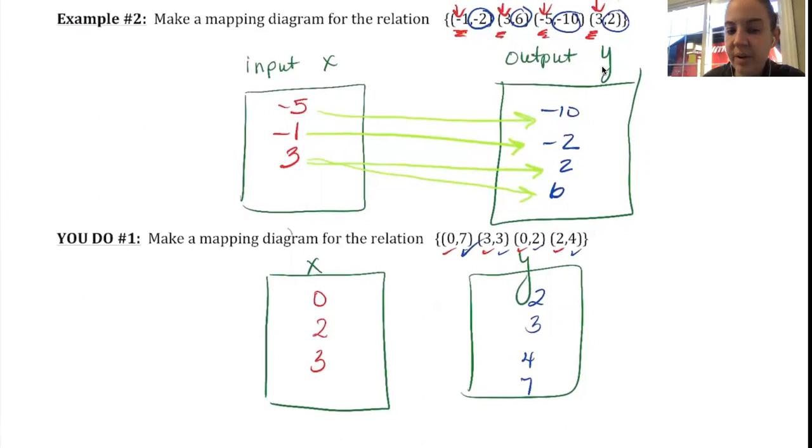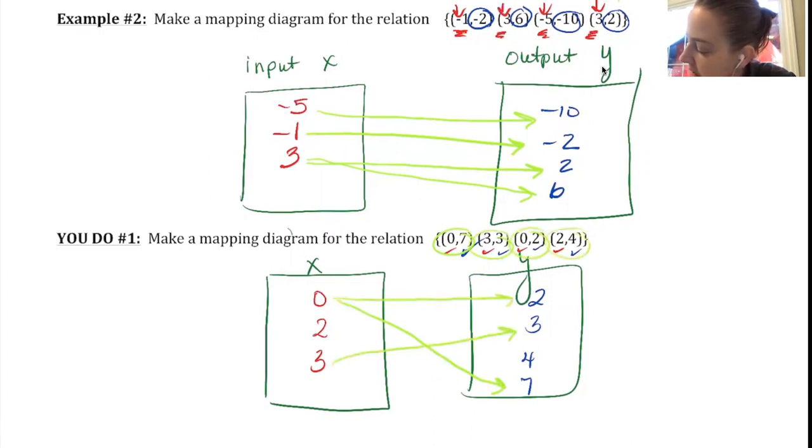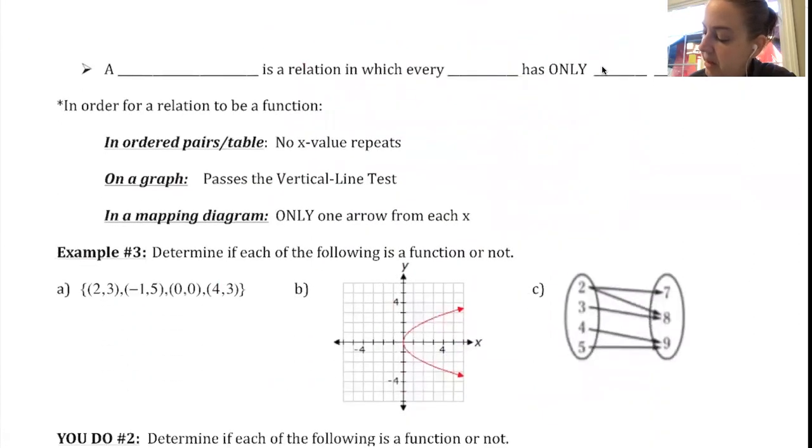All right, I've put in all the X's and all the Y's. Now I'm going to match them up. So 0 goes with 7. 3 goes with 3. 0 goes with 2. And 2 goes with 4. And it's okay that they crisscross the lines. That's totally fine. Good, that's our mapping diagram.